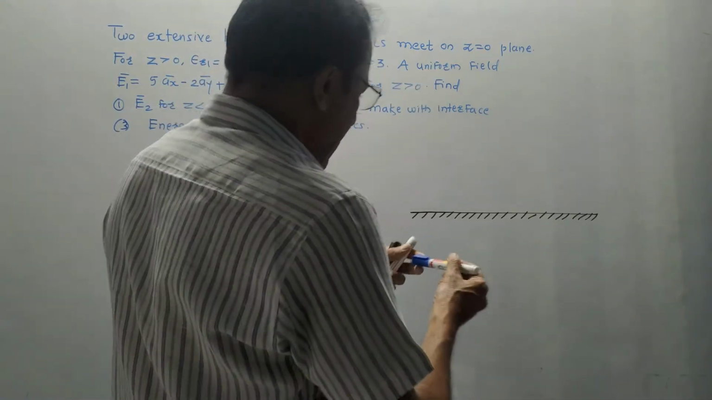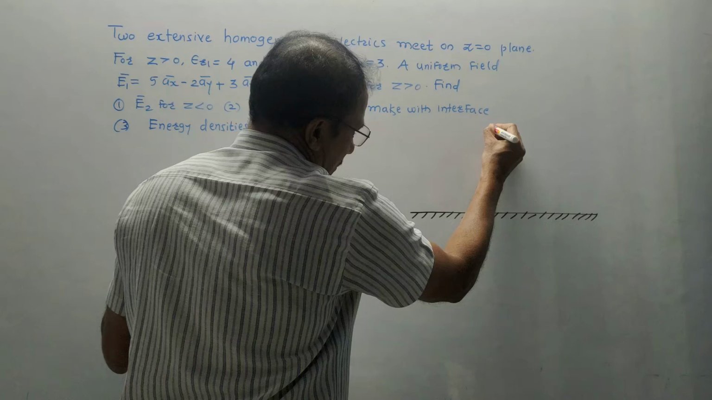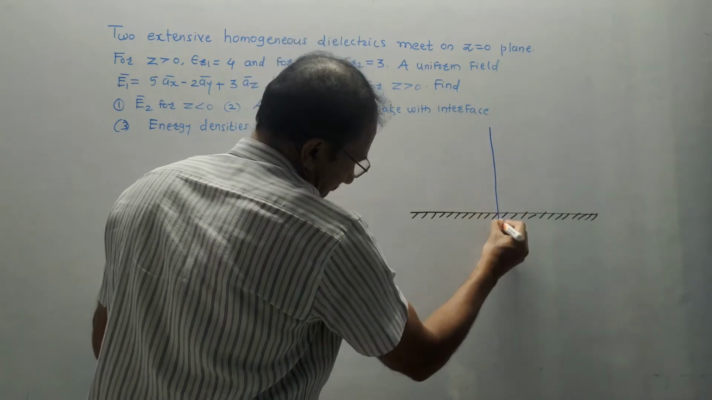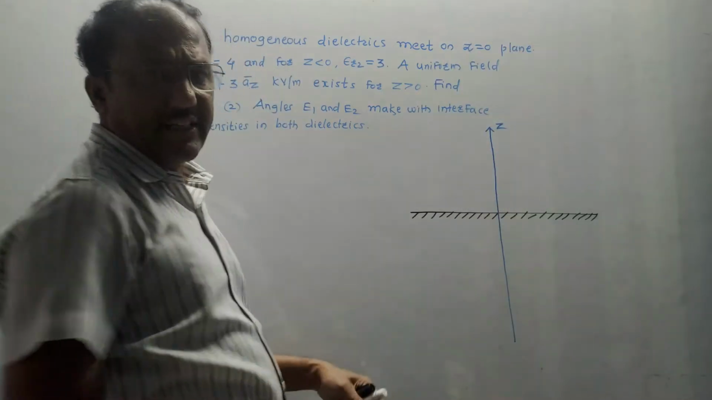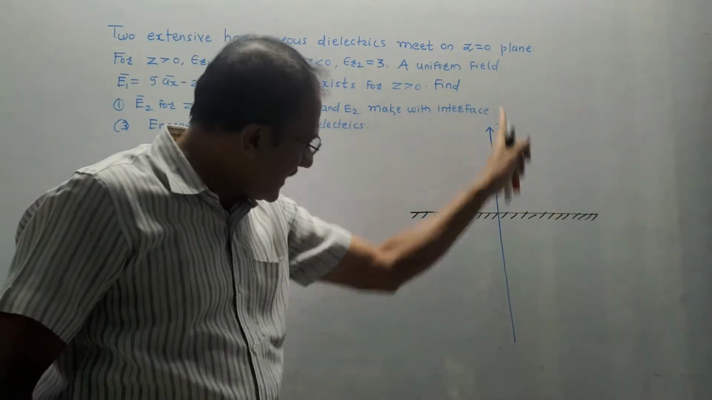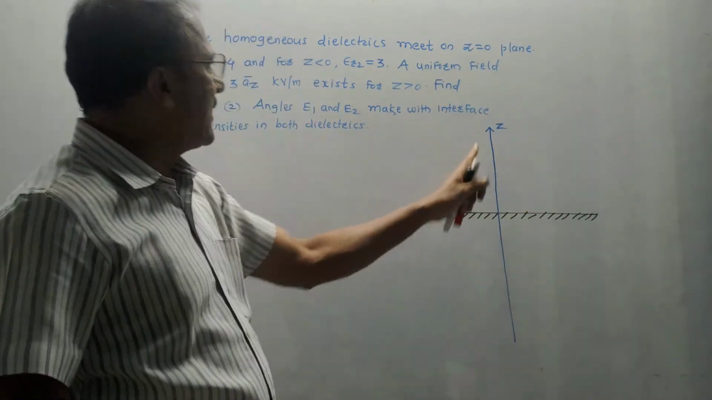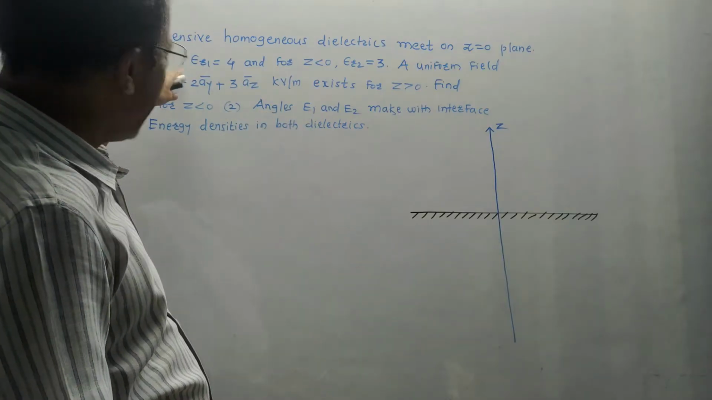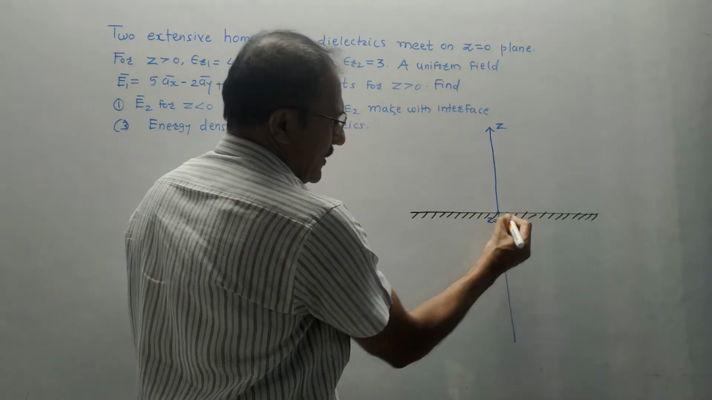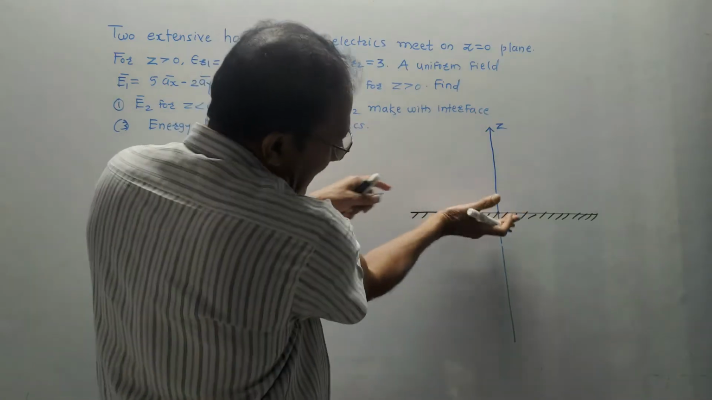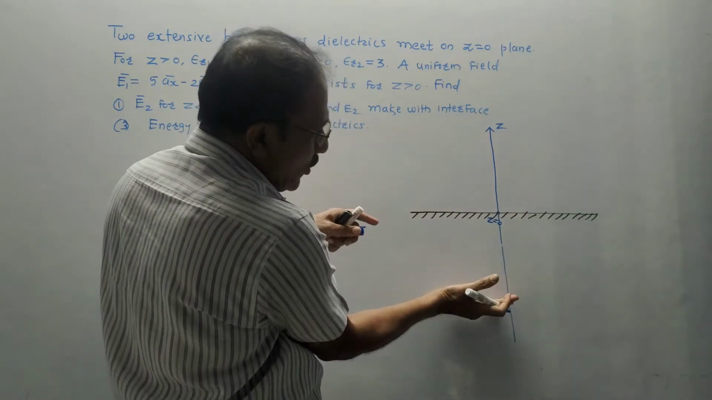Then z-axis, almost in all numericals, to make the thing simple, mark the z-axis in the vertical direction like this. I have marked the boundary horizontally, z-axis is drawn in the vertical fashion. So for z greater than 0, see this is z is equals to 0, this point. For z greater than 0 means upper side, z less than 0 means lower side.